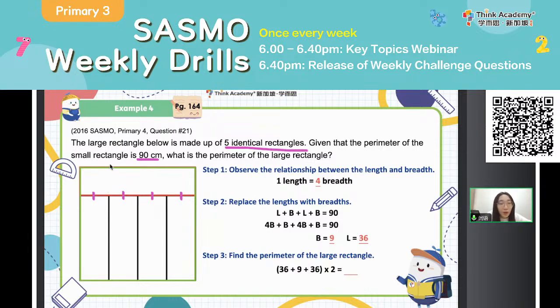Okay, let me label. We know the length here, it is 36. And then what about the vertical side? Look, for 1 breadth, it is 9. And then another length, that is 36. Okay, pay attention to the details. So it should be 36 plus 9, then plus 36, then multiply by 2.